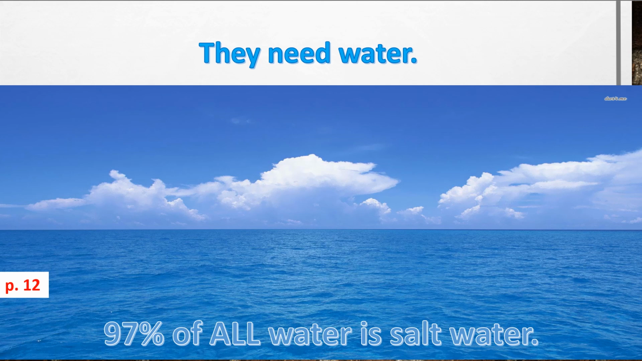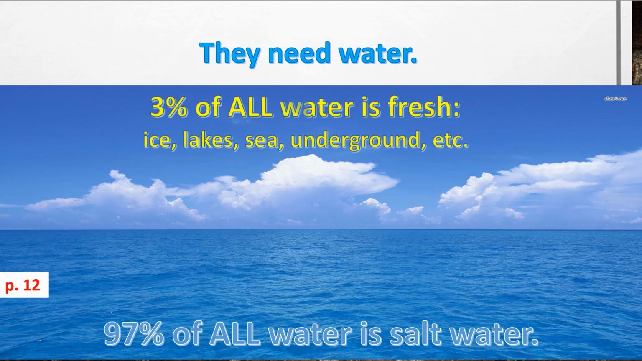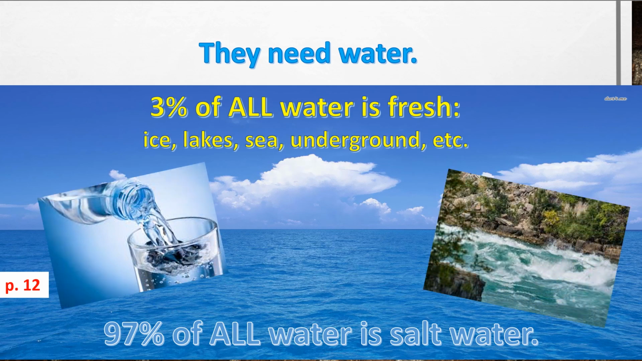97% of all water on our planet is salt water. We can't use it. Other animals can, yes, but you and I can't. So that tells us that we only have 3% of all the water on our planet that is usable water for us to drink. It's found in the ice, and it's found in lakes. It's found in some freshwater seas, and a lot of it we get in this area from underground, which is known as an aquifer. Water is essential for living things. All living things that we know of up to date must have water and food in order to survive.